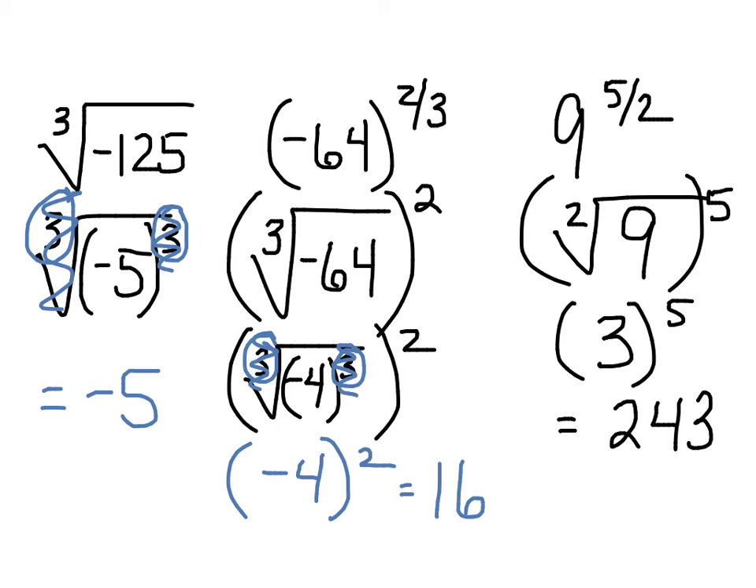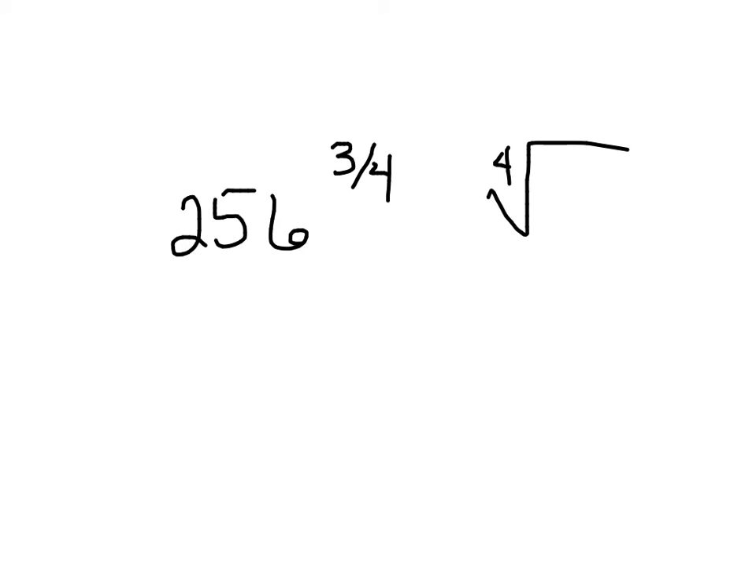Okay, and the last one I'm going to help you do. We've got 256 to the 3/4 power. Again, what number goes in the crack? 4. What number goes underneath? 256. And what number goes around the outside? 3.